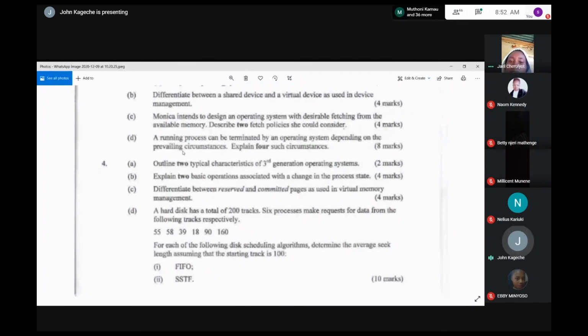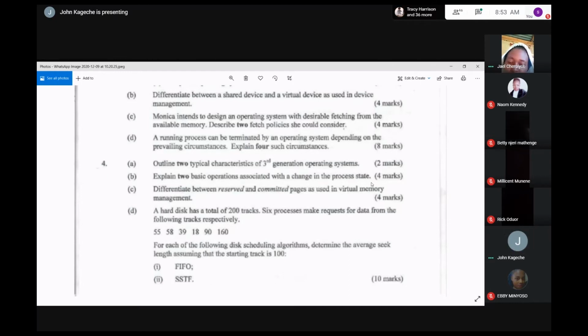Yes. Now the typical characteristic of the 3rd generation operating system. I think that one is already in our notes. Yeah. Are we together? Typical characteristic of the 3rd generation operating system. Explain 2 basic operations associated with a change of a state. What are the 2 basic? There are more than 2. There are many.